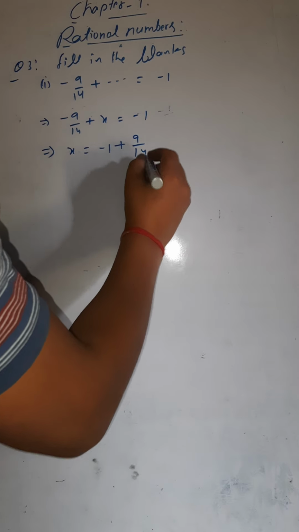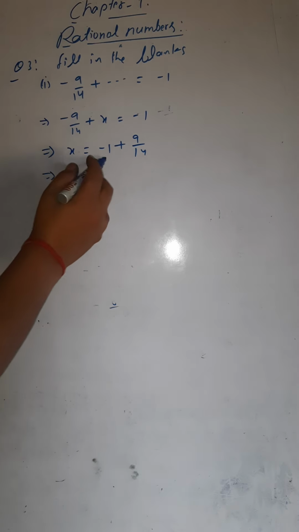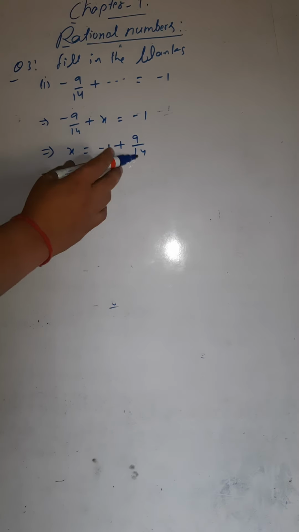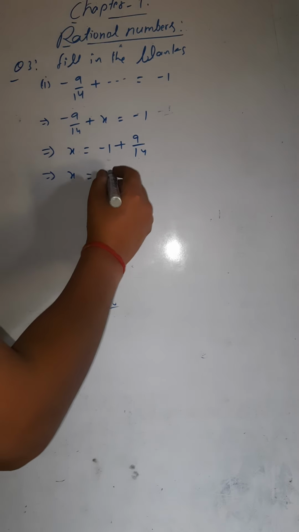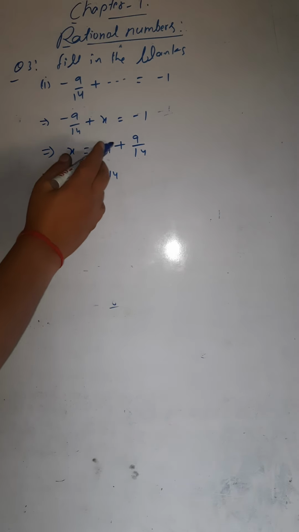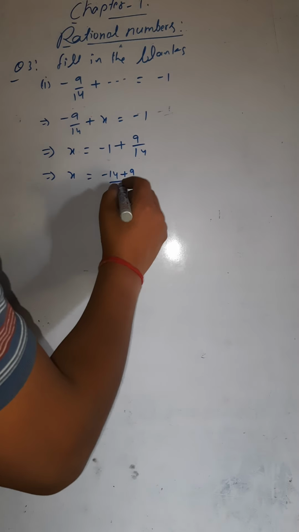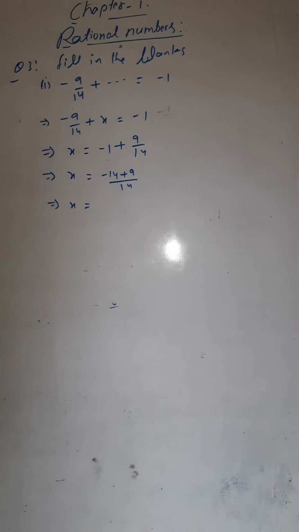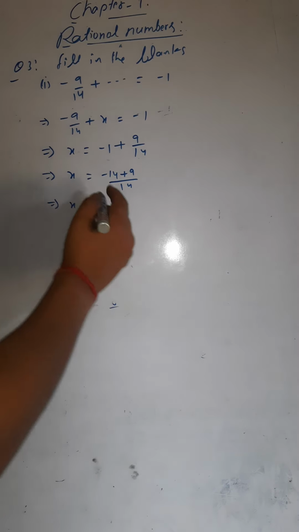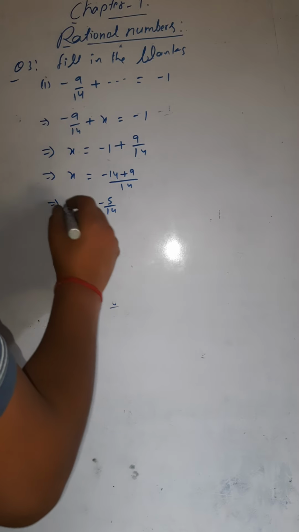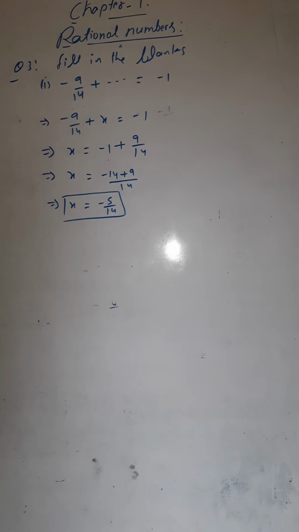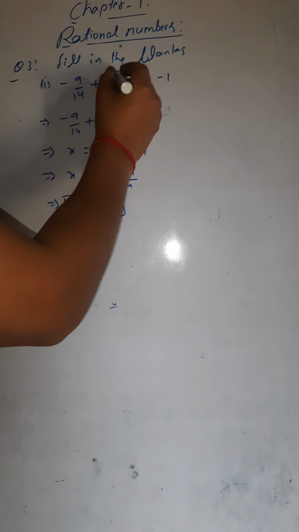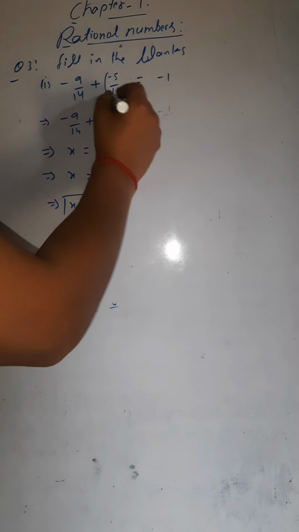You can either write it by taking the LCM, or straight away you can just multiply by 14. 14 times 1 is 14, so minus 14 plus 9 divided by 14. It implies the value of x would be equal to minus and plus are going to be subtracted, and the sign will be of the greater one, so minus 5 by 14. So this would be the answer, minus 5 by 14. So what should I fill here? I would write here minus 5 by 14.